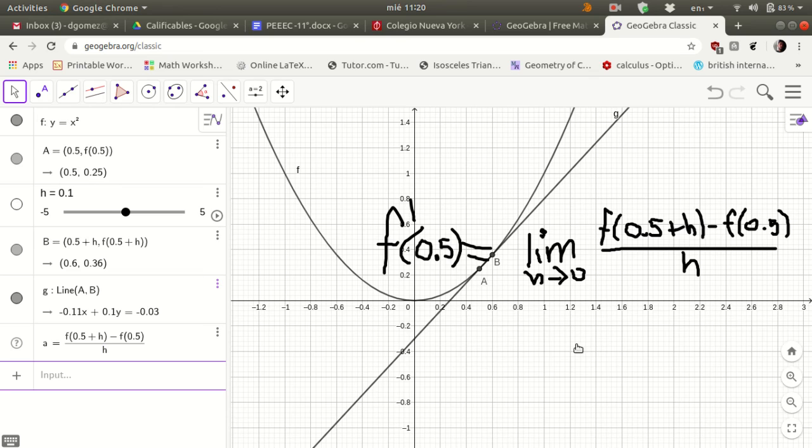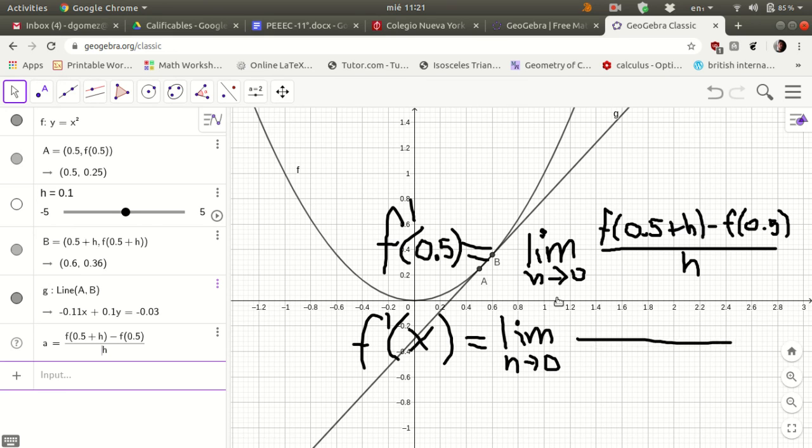Now, here's the thing. This is only the special case of x equals 0.5. So what I'm going to do is change up this formula to make it general. So how would the derivative of x look? Well, super simple. All we're going to do is take the limit as h is approaching 0, and we're going to change our formula to f of x plus h minus f of x over h.